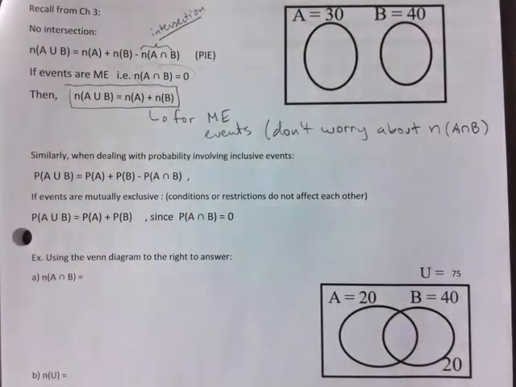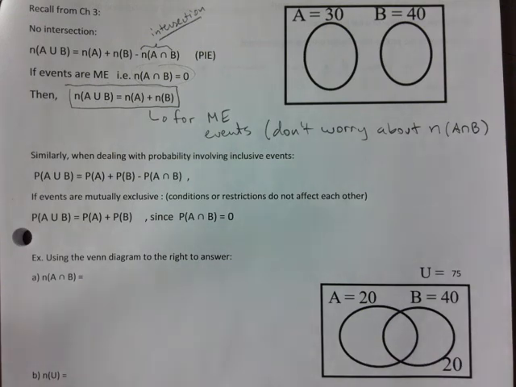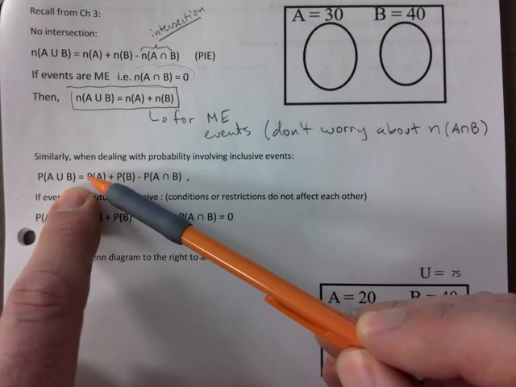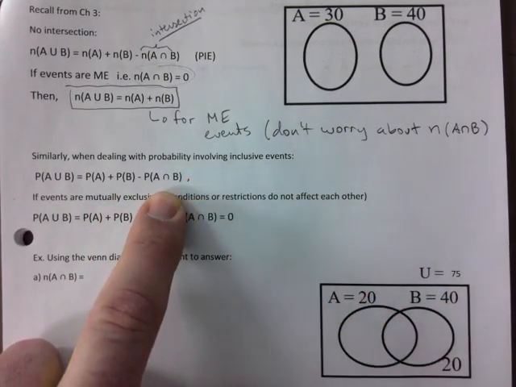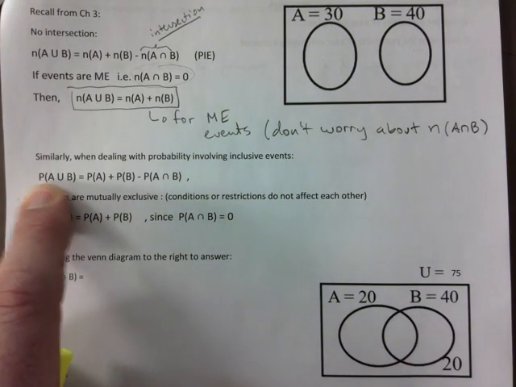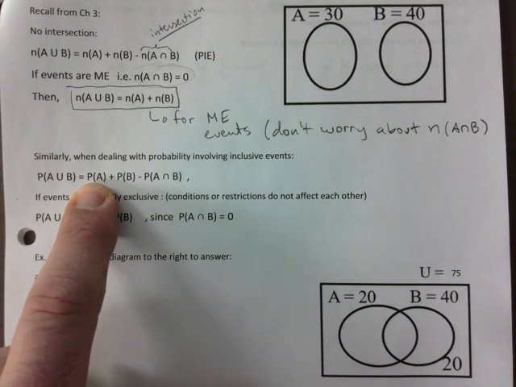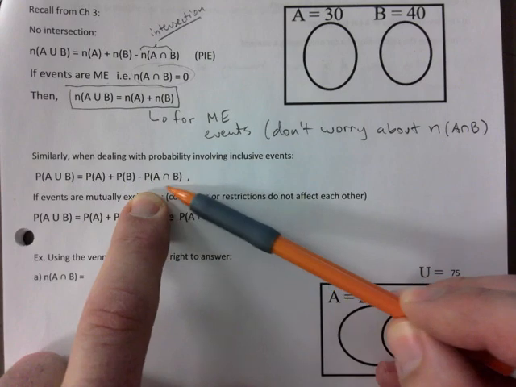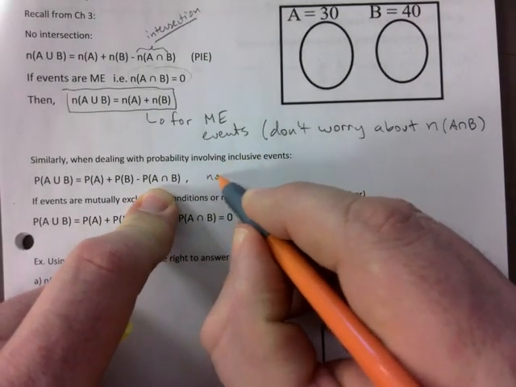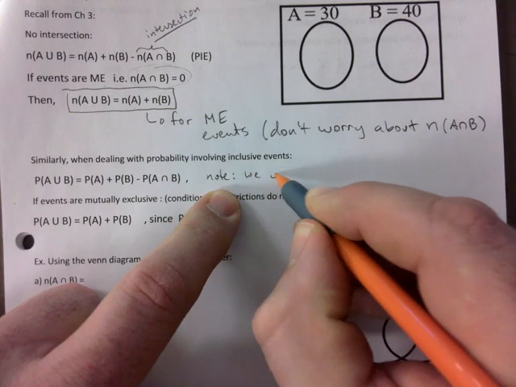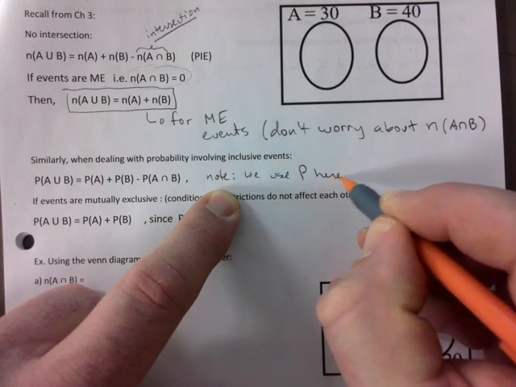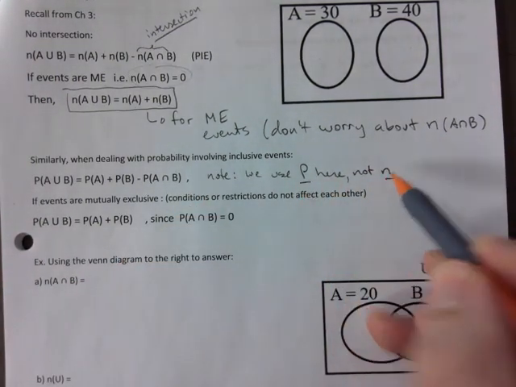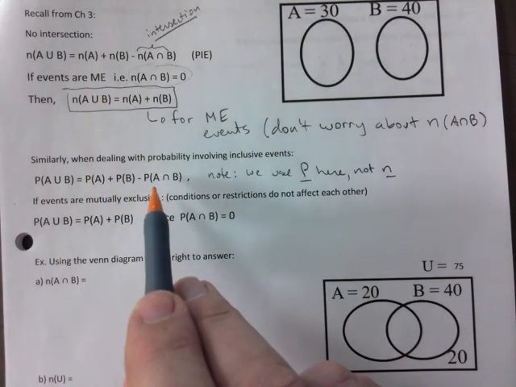How is this going to relate to probability? Remember earlier, everything was N. It works the same with probability. The probability of A or B is equal to the probability of A happening plus the probability of B happening minus the probability of both happening. Note, we use P here, not N. That's the only difference between up there and down here.